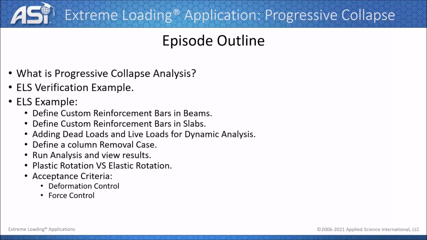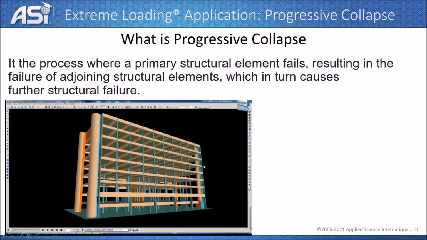Then we will move to an ELS verification example to prove that the ELS is a very good tool when you are doing progressive collapse analysis. And third, we will be doing a live example that shows a four-story building, and we will be removing a column from the bottom floor and see the effect of the removal of the column.